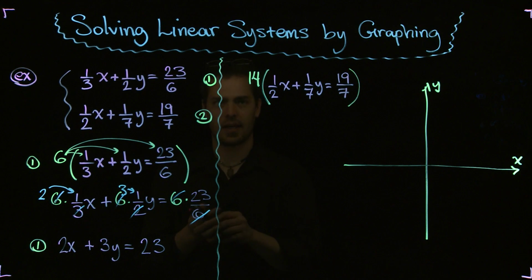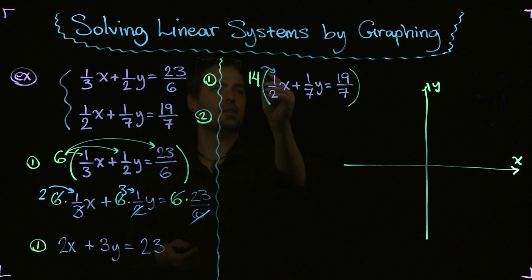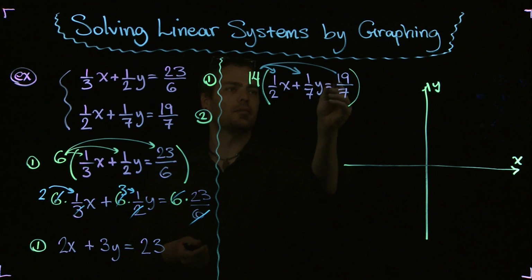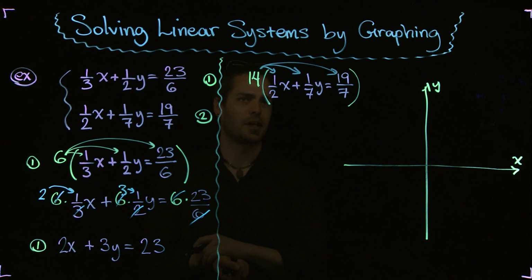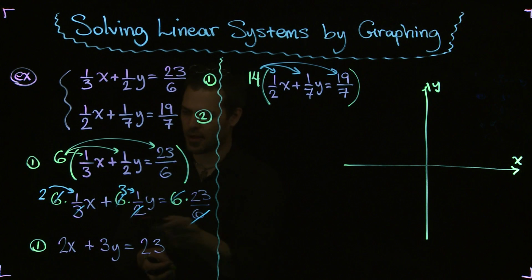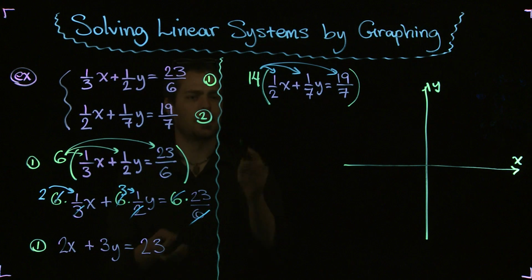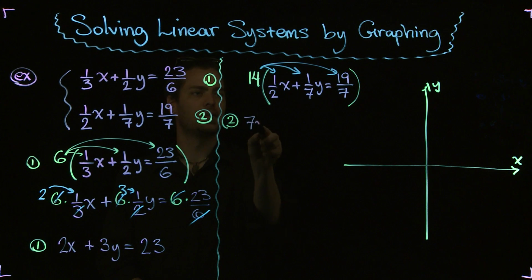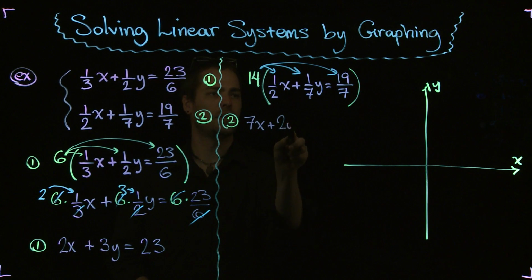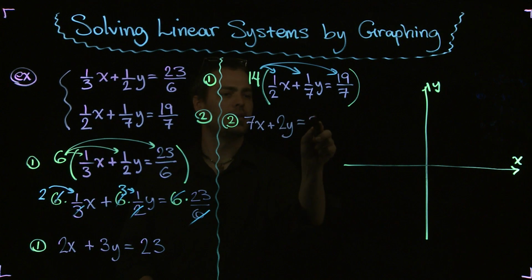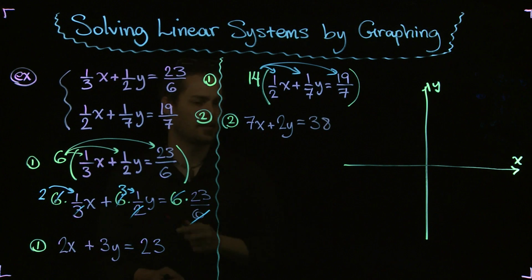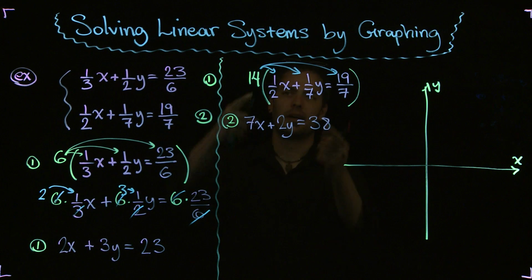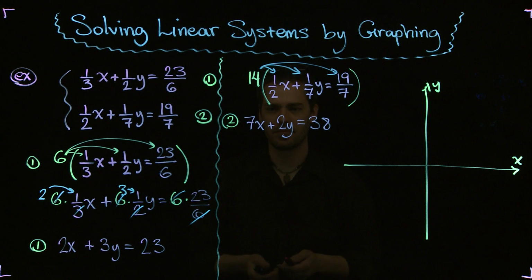Okay. And again, essentially I'm distributing the 14 to everything, even across the equal sign, which is essentially the same as multiplying both sides by the same thing. And let me just write out what I get here. Since I showed what I was thinking over here, my equation number 2 will become 7x plus 2y equals 38. Okay. 19 times 2 is 38. I got that too by reducing these. So there's my equation number 2.